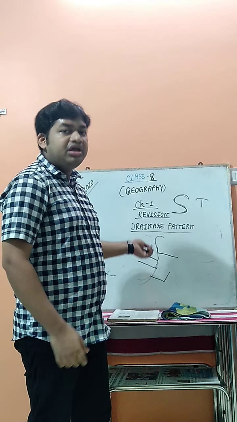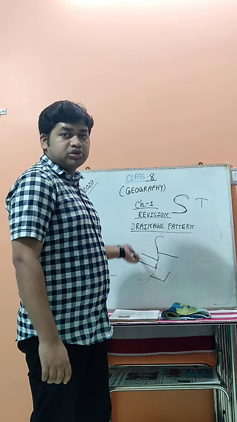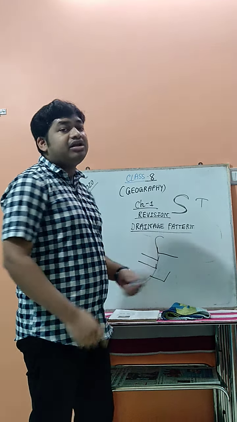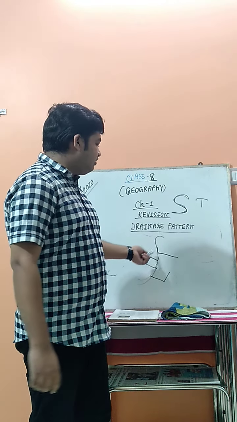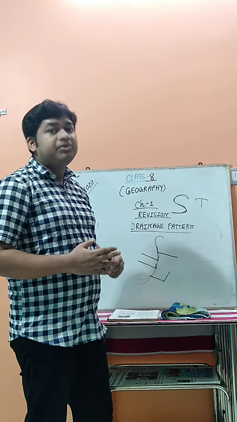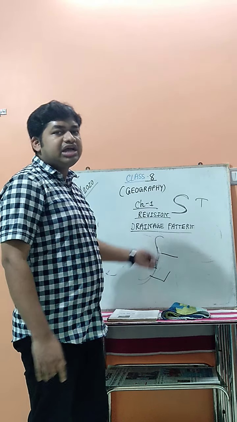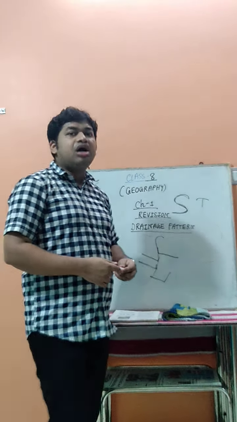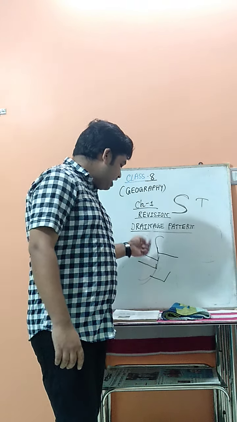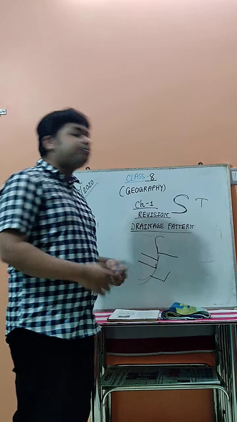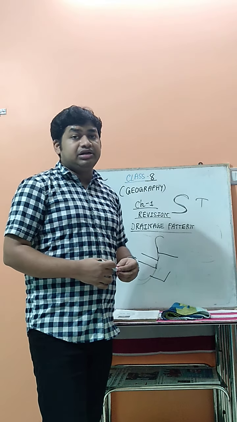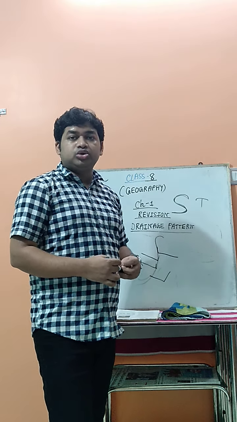Again, I am repeating: when the rivers have different tributaries and distributaries, they join the main river in a particular shape or pattern, that is, a right angle or rectangular shape. This type of drainage pattern is known as the trellis type of drainage pattern. And this type you can see in the Chotnagpur Plateau region.